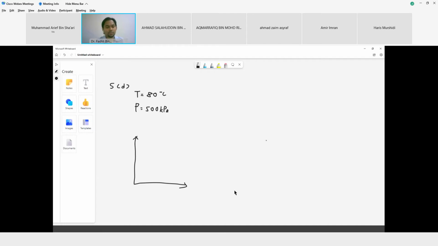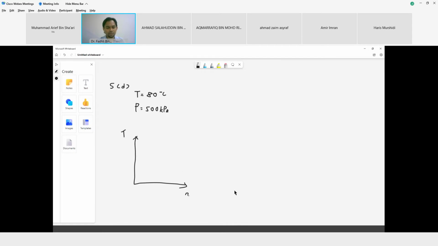Sebab apa? Sebab kedua-duanya diberi. Temperature and pressure both are given. So it's up to you. If you want to draw TV diagram also can. PV diagram also can. But for me, I prefer TV diagram. Based on your preference lah.